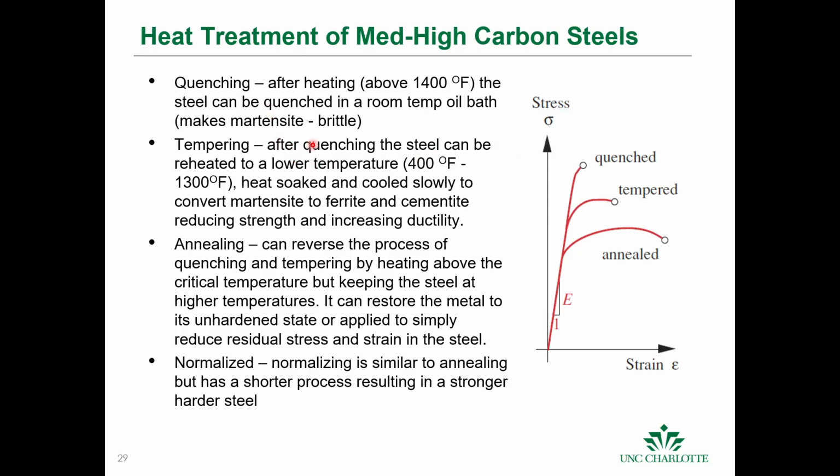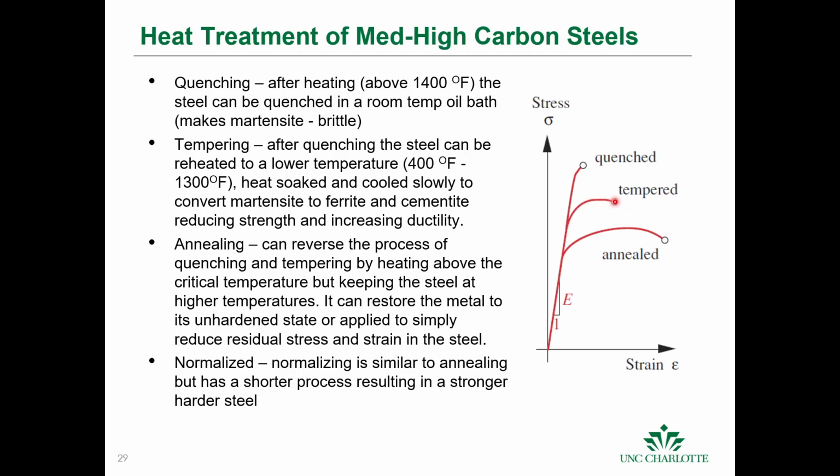After quenching, it can be tempered. So after we get that martensite, we can reheat it at a lower temperature, below the recrystallization temperature, 400 to 1300. You basically heat soak it and then cool it slowly to convert some of the martensite to the other steel phases, such as ferrite and cementite. So it'll reduce the strength, but it'll increase the ductility. So this is where you're going to get if you temper it. So you get these different properties.